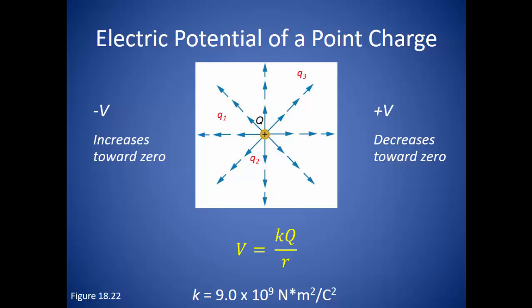Since we are not dealing with vector quantities, if you have more than one point charge within your field, all you have to do is add up the individual voltages. The electric potential will then be the sum of all of the point charges.